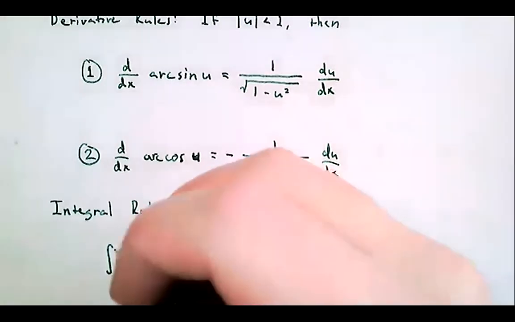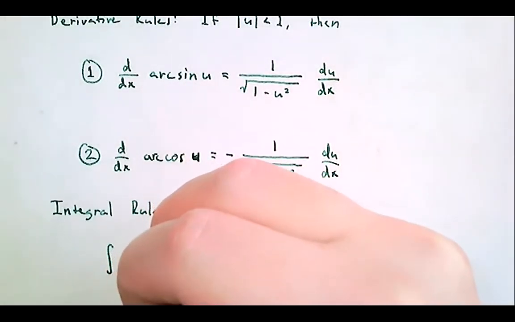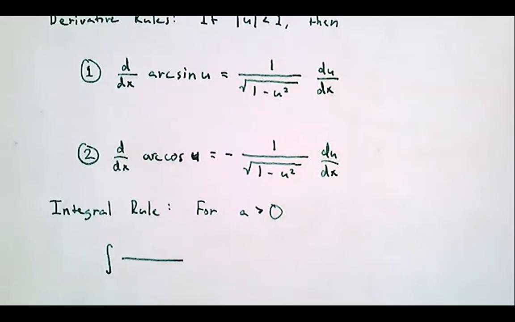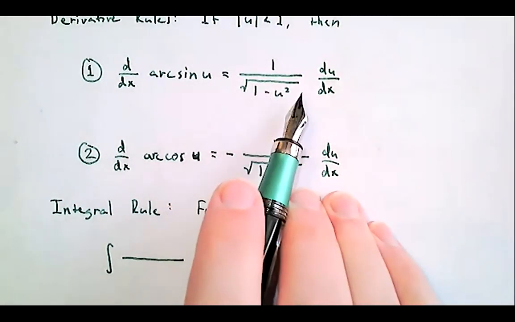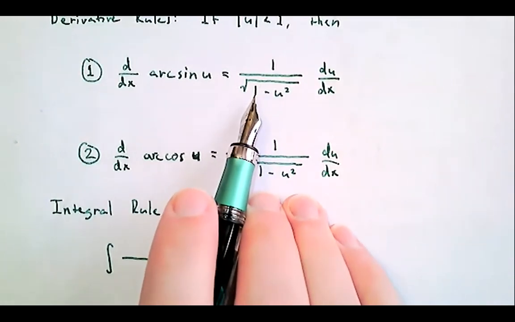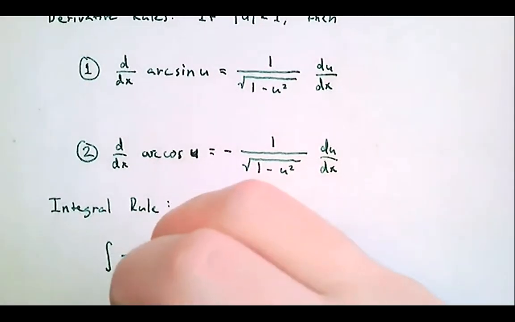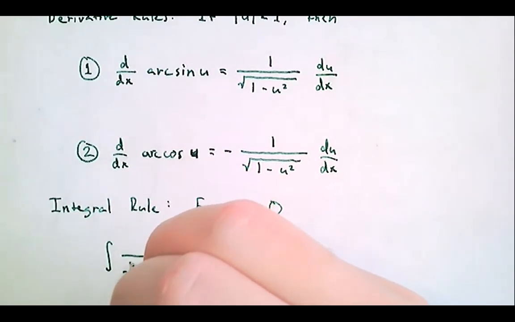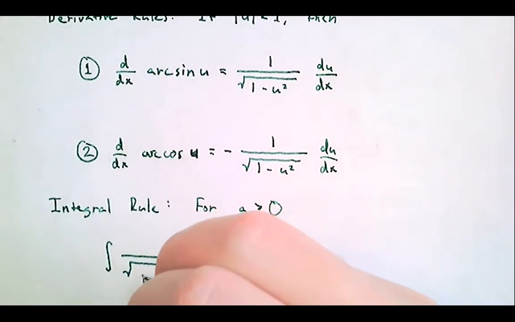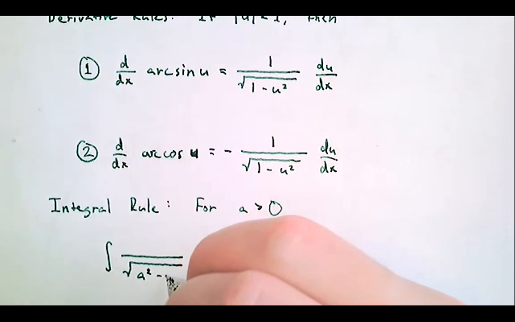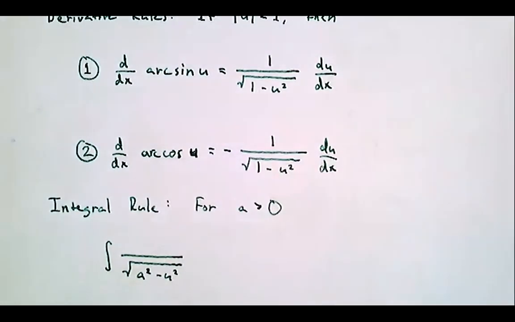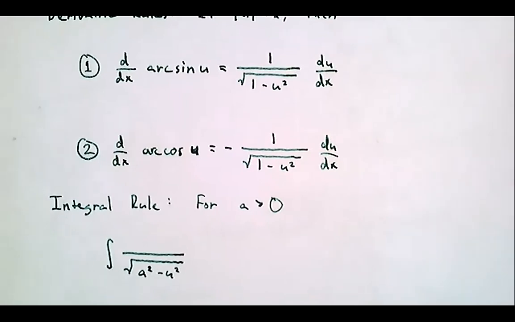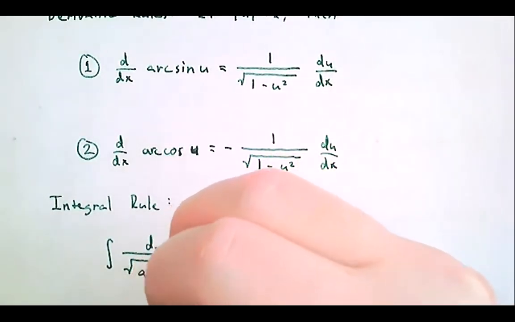I'm going to write it in a way that's going to be more useful to you guys when it comes to the exercises. Instead of a 1 minus u squared in the denominator, I'm actually going to put an a squared minus u squared in the denominator. Because often in the homework problems and in real world problems, you're not going to find just the number 1 here by itself. You might find some other number. And this is going to help us deal with that situation.